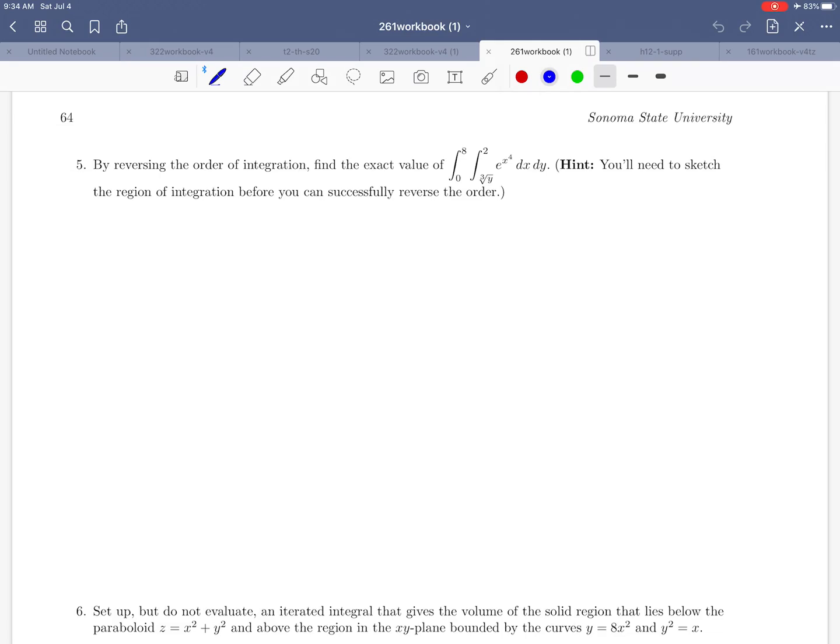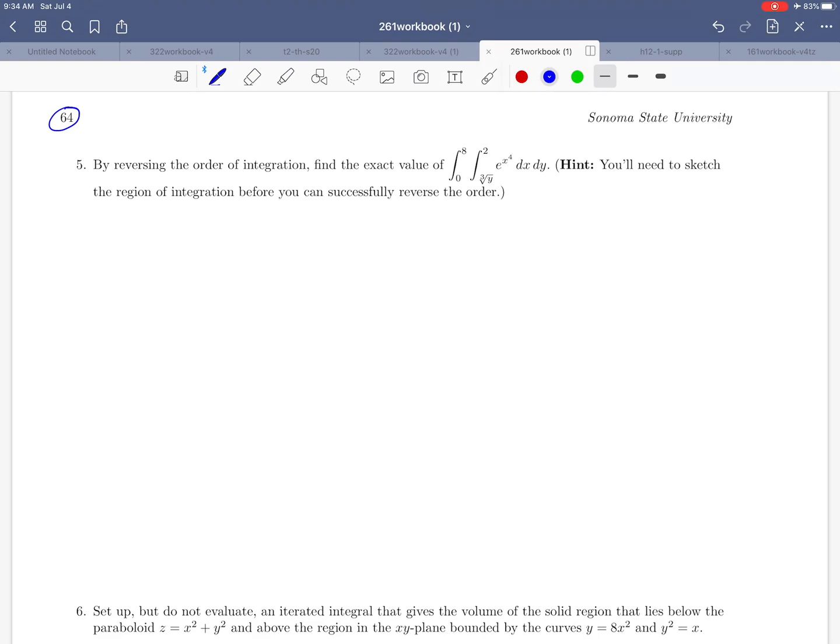Hello everybody, and welcome to exercise 5 on page 64 of the workbook. In this example, they're asking us to reverse the order of integration to calculate the value of an iterated integral. Now before we dive into this, why would we want to do that?